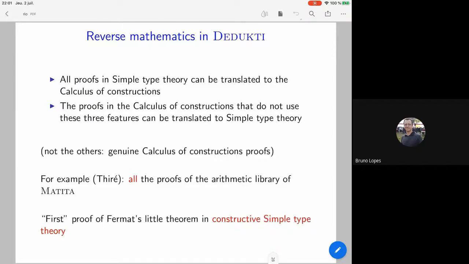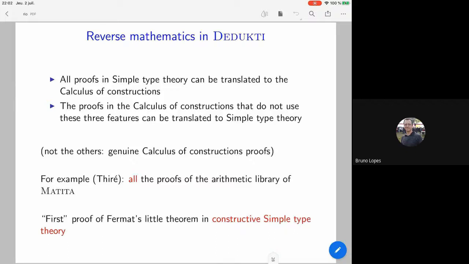And when François Thiré started his PhD 4 years ago, I asked him to look in the arithmetic library of Matita. Matita is an implementation of the calculus of constructions, and we wanted to know which part of it we could translate to simple type theory. In fact, it happened that almost all the library could be expressed in simple type theory. So the very specific features of the calculus of constructions were not used in these proofs. In fact, we have the first ever proof of Fermat's little theorem in constructive simple type theory.